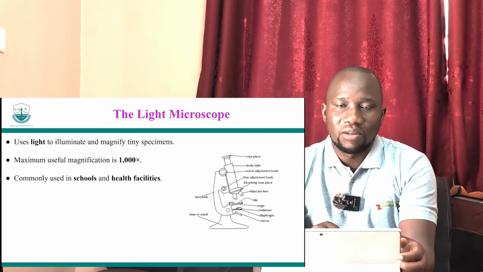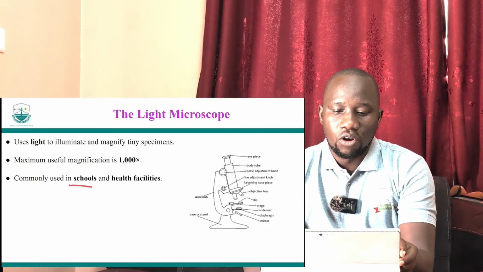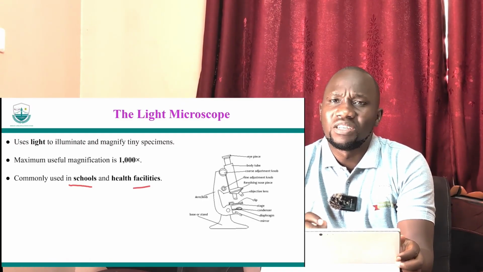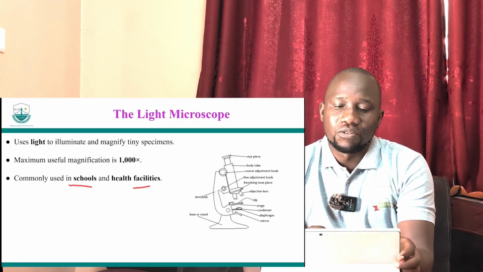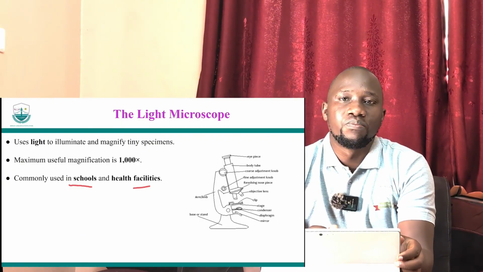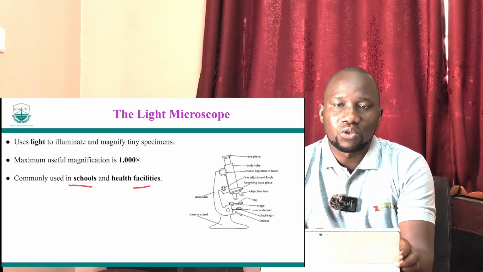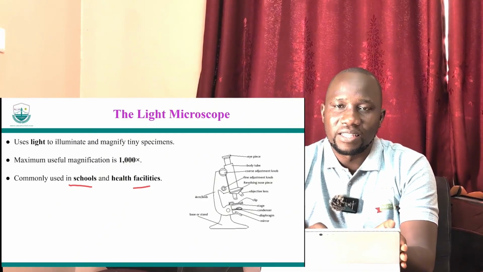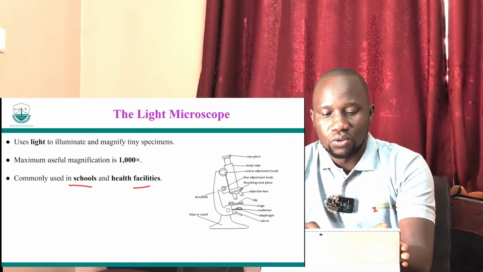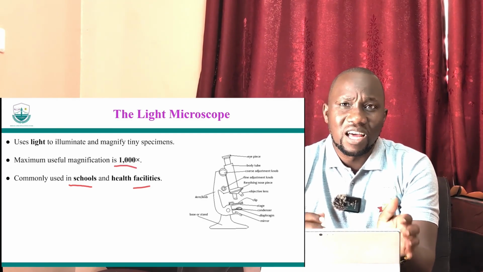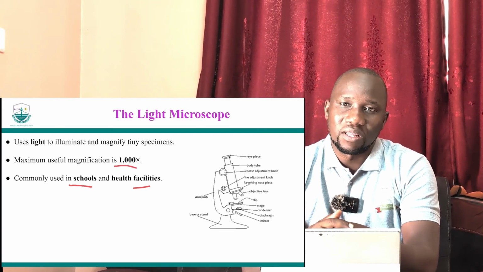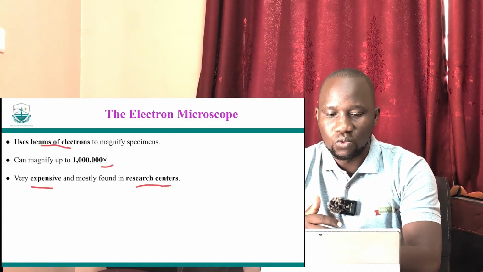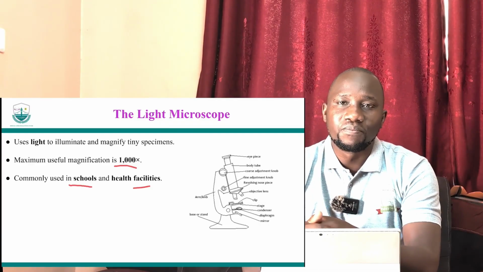So what you are most likely going to find in your school, or even at the nearby health facility, health center, or even hospital, is the light microscope. Its magnification is not as great as that of the electron microscope. The magnification can go up to 1,000. Remember, the previous one was at 1 million. Then this one is at 1,000.